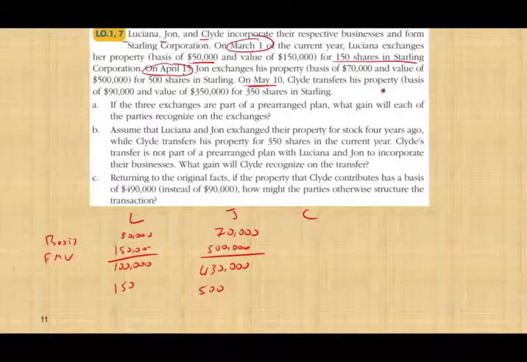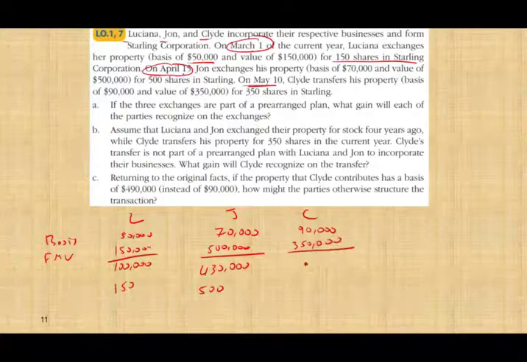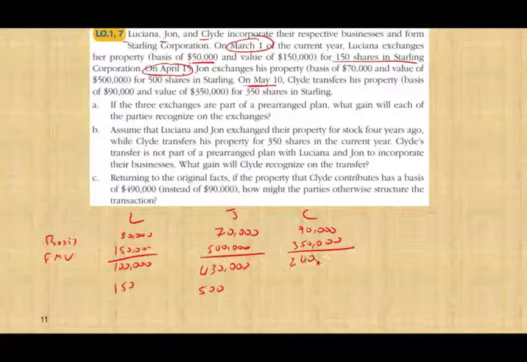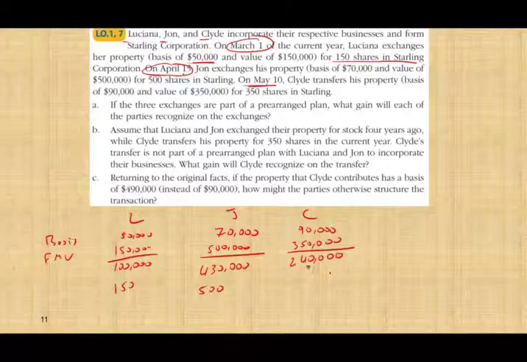C transferred his property with a basis of 90,000 and a value of 350,000. And that's going to give us a gain, if my math is right, of 260,000, and as a result, received 350 shares.